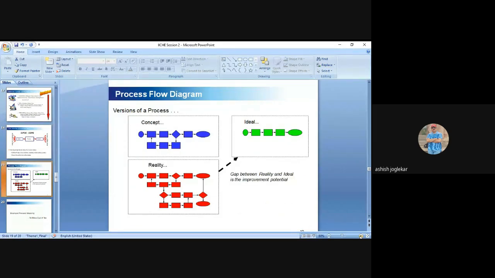The next is the process flow diagram. You can see here, the concept of a project is defined: there are 7 steps in the project. The ideal project has 5 steps, and in reality, the project is moving in 25 steps. That is where we have to bridge the gap between the reality and the ideal. We know the activity has to be done in 5 steps, but actually it is taking more than 10 steps. The documented process is the ideal process, the way it should work, and reality is what we do in the actual process.